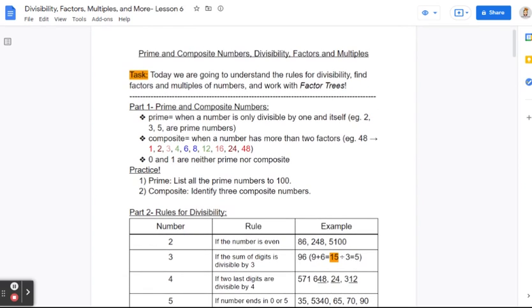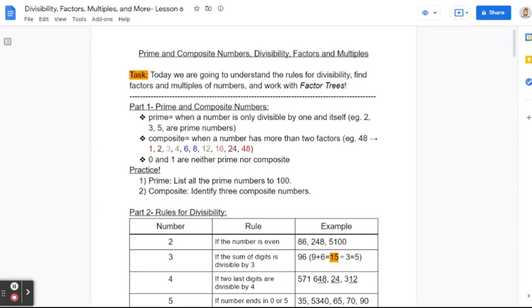A prime number is a number that is only divisible by 1 and itself. For example, 2, 3, and 5 are prime numbers because 2 is only divisible by 1 and itself. 2 divided by 2 is 1. 2 divided by 1 is 2.